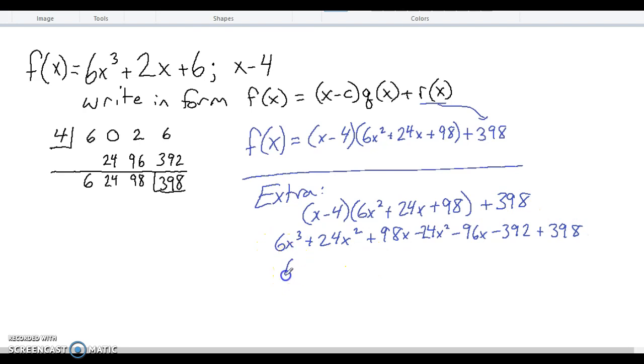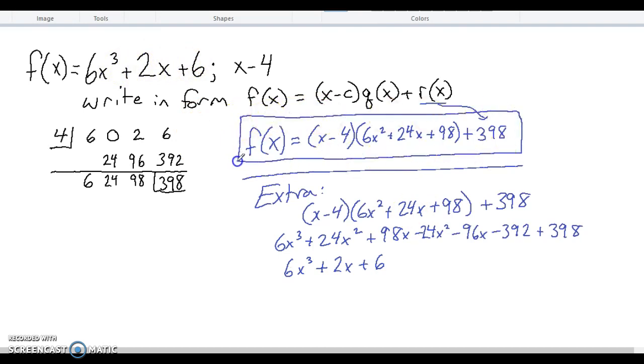That's my only x cubed. So we have 6x cubed. 24x squared minus 24x squared, those go away. 98x minus 96x gives us plus 2x. And negative 392 plus 398 gives us 6. And that shows that we got right back here. So we did, in fact, rewrite it in the correct form. So that is our answer.